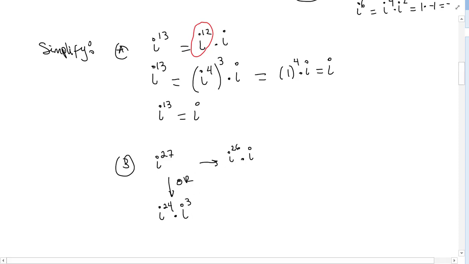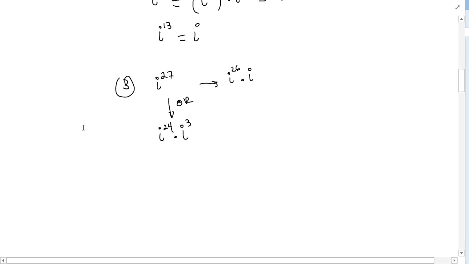Either way, we should get the same answer. So I'm gonna do both so that you can see how they work. I'm gonna do the i to the 24th first. Just as we did before, since 4 divides 24, I'm gonna say this is i to the fourth to the, what times 4 gives you 24? That would be 6, and then times i cubed. Now, because i to the fourth is 1, I'm going to have 1 to the 6th times i cubed, which is just i cubed.